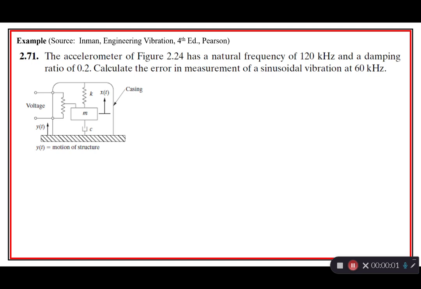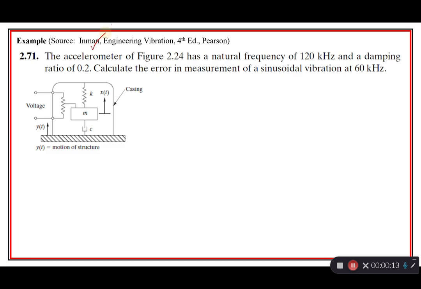All right, continuing on with week 11, dealing with vibration measuring instruments. We have another example from Inman. We have another accelerometer that has a natural frequency of 120,000 hertz and a damping ratio of 0.2.